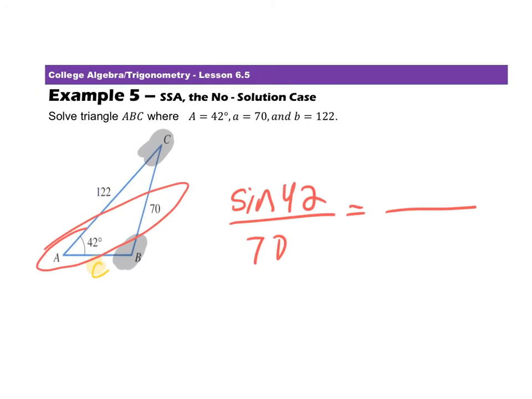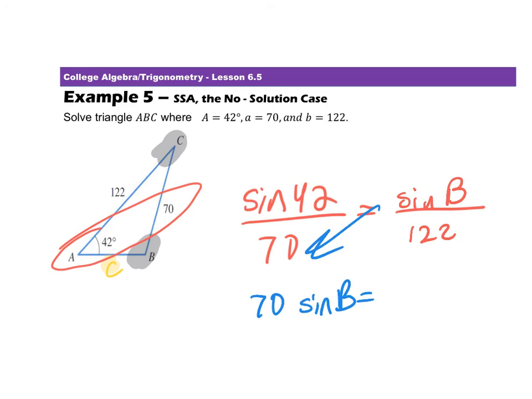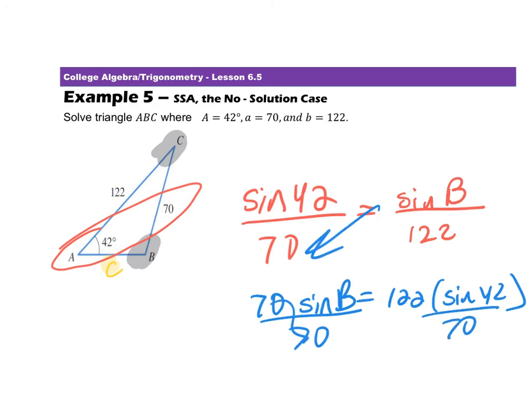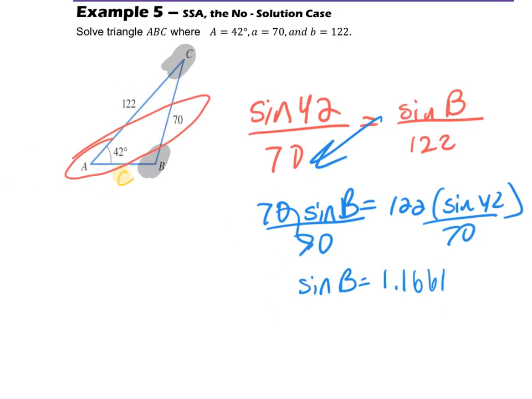I'm going to find angle B. So I have the sine of B over side B is 122. So again, we're going to do the exact same thing we've been doing. We're going to cross multiply. So 70 times sine of B equals 122 times the sine of 42. And then when I divide both sides by 70, I get the sine of B is about 1.1661. Now that's the sine of that angle. It's not the angle measure.